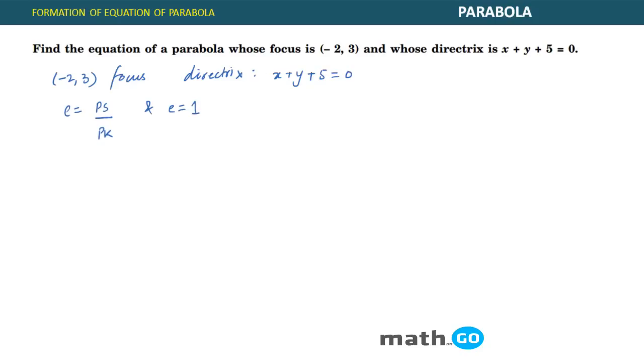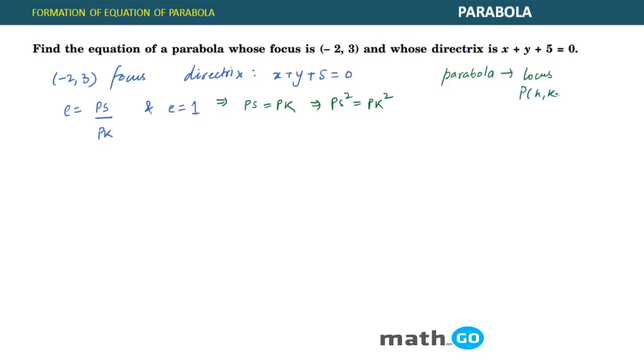Can you apply this now over here? What will it become? It will become PS is equal to PK. This is the condition that you have to use every time for a parabola. And if PS is equal to PK, then I can also say that PS square is equal to PK square. Now if you want to find the equation of the parabola, we know that the parabola is a locus, because all the conics are loci. And how do we always take a locus?